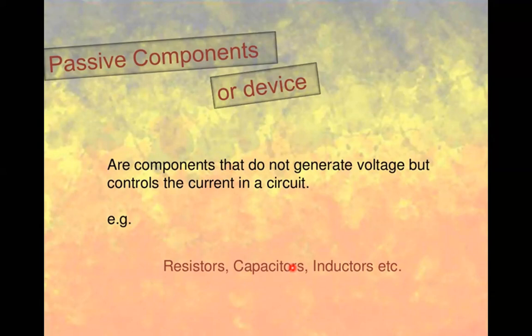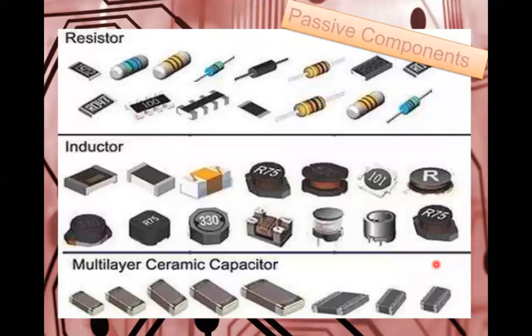So those components which cannot generate voltage but can control the current in the circuit are called passive components or passive devices. The examples are resistors, capacitors, and inductors. We will study the different types of resistors, capacitors, and inductors in the next slides. These are a few pictures of the passive components, how they look.